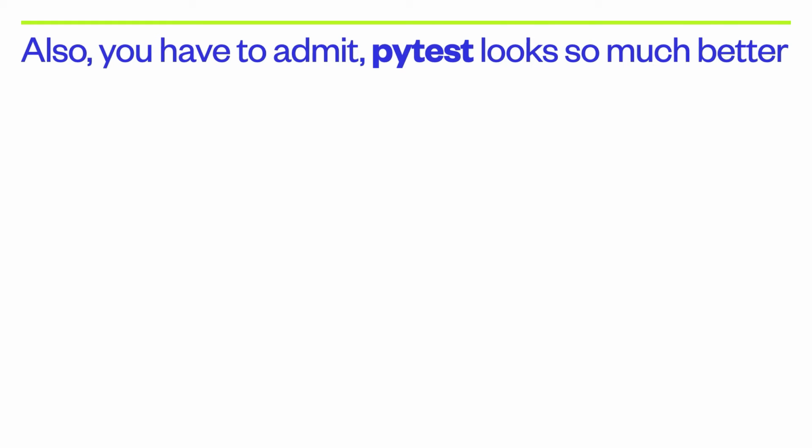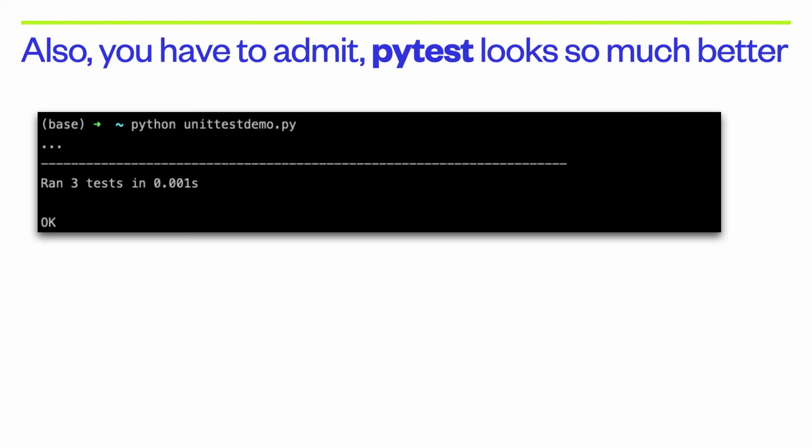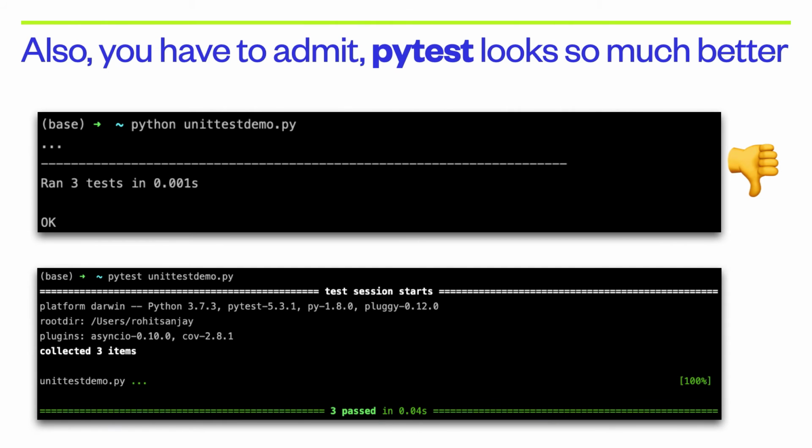Also, PyTest looks better when the tests are running. So this is how unit test looks. It doesn't look too great because it's pretty bland. It doesn't tell you which tests have run, etc. Whereas with PyTest, I mean, it looks a little better with colors and stuff. So that's good.